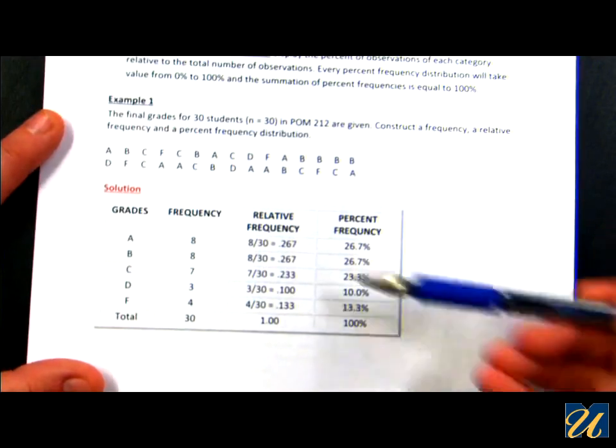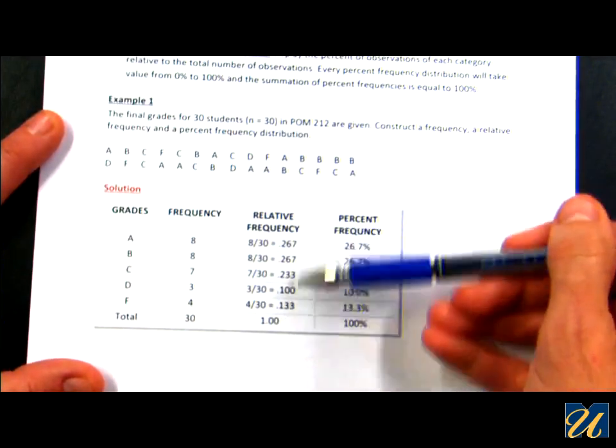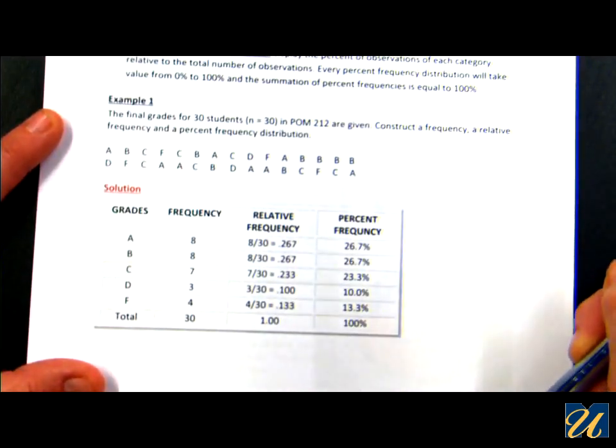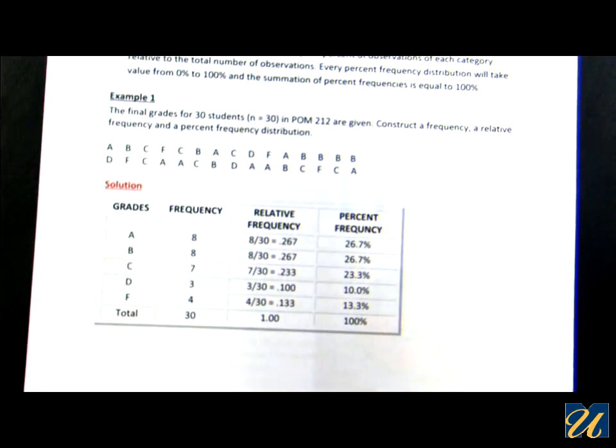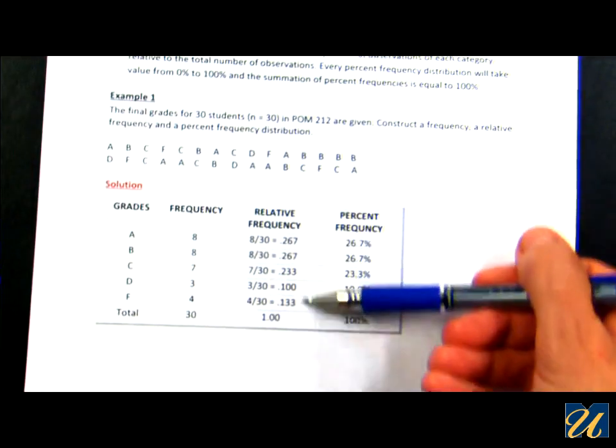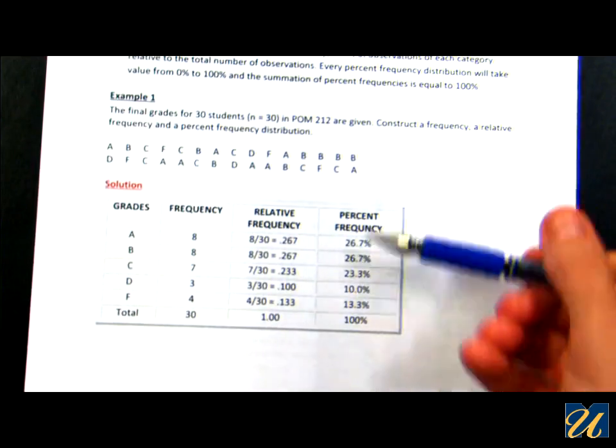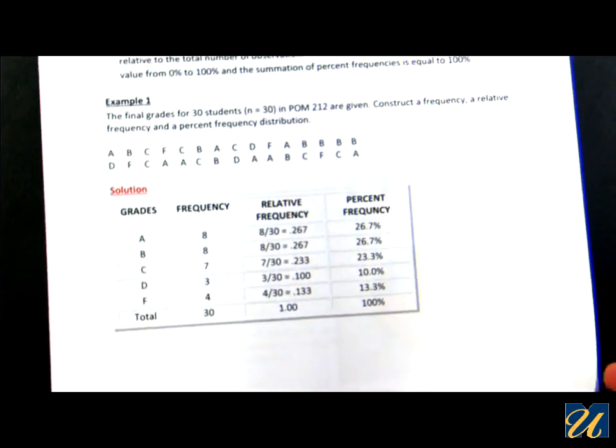For the percent frequency, whatever you got on your relative frequency, you multiply it by 100% and you get the percentage. You basically move the point 2 positions to the right for the percentage. When you add your relative frequencies, they add up to 1. When you add your percent frequencies, they add up to 100.